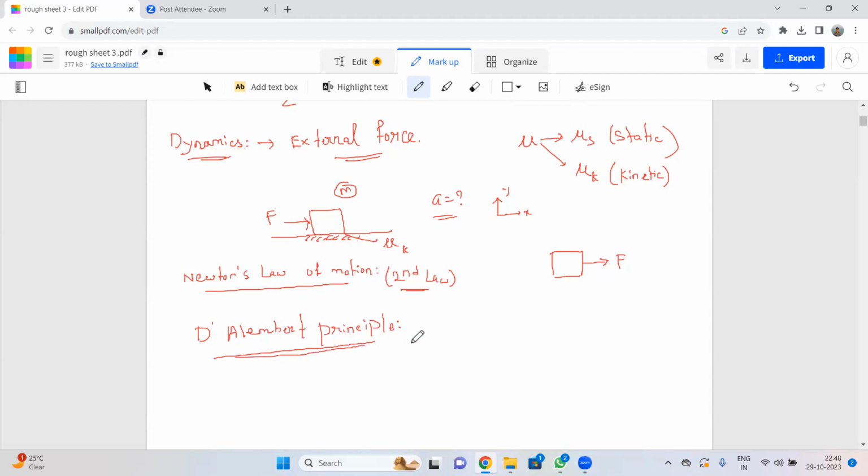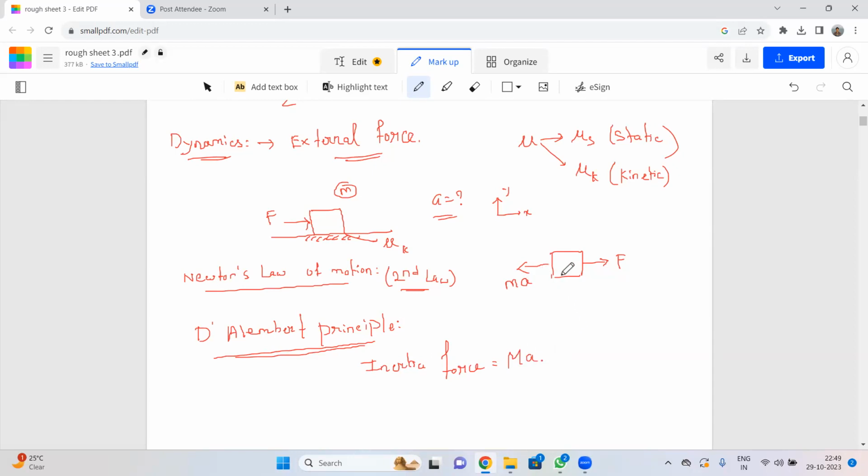What do we get from D'Alembert's principle? It means if a body is moving, suppose the body is moving in the positive x direction, then in the opposite direction we have the inertia force. The inertia force is equal to the mass of the body times the acceleration. So D'Alembert's principle says that inertia force is equal to mass into acceleration.